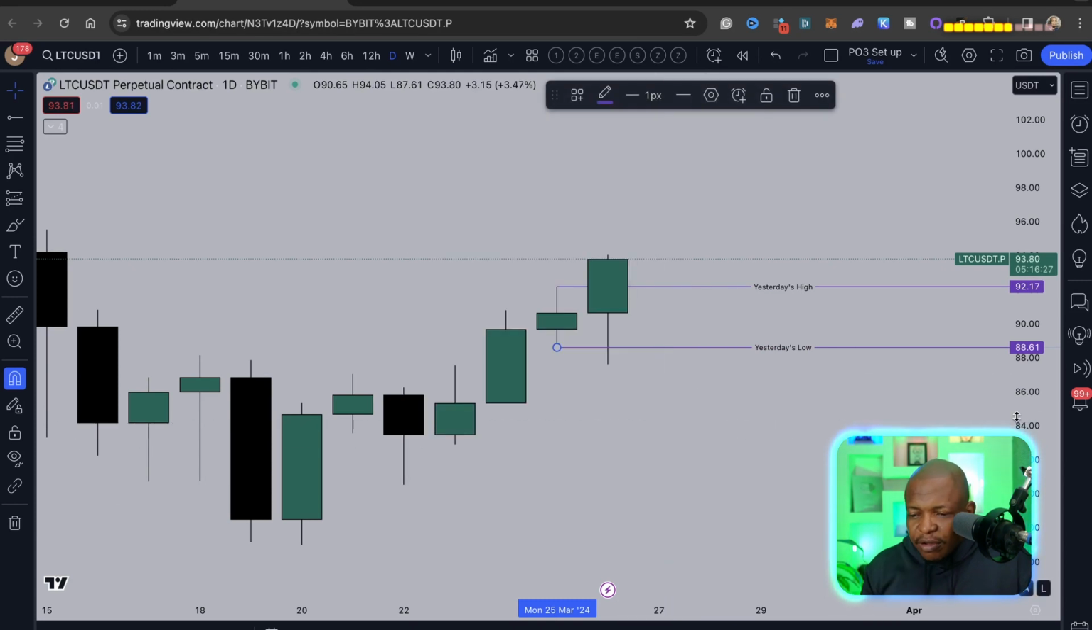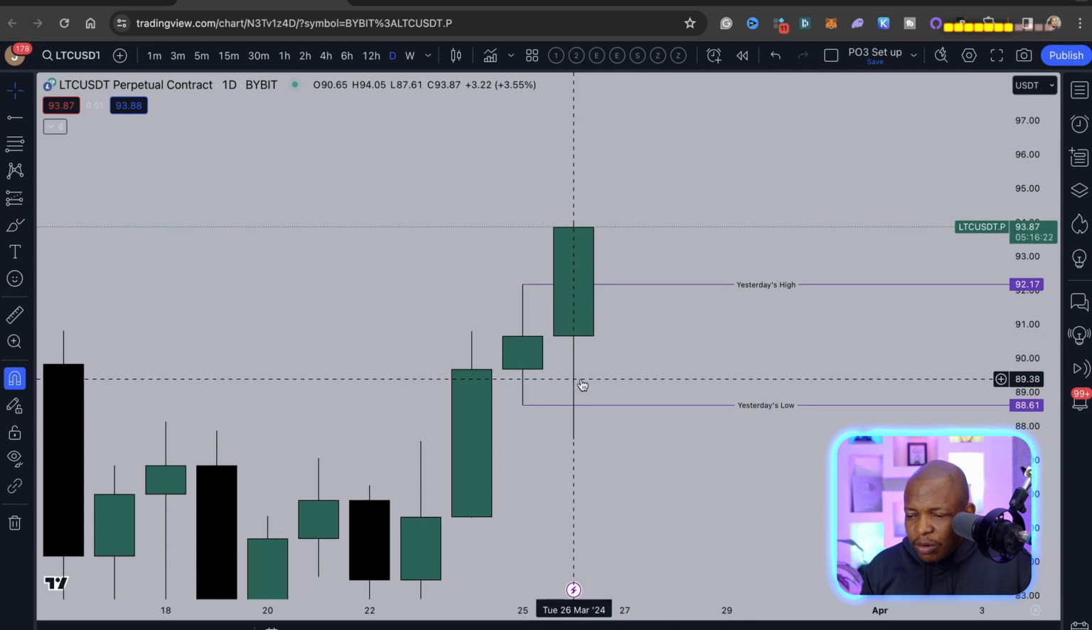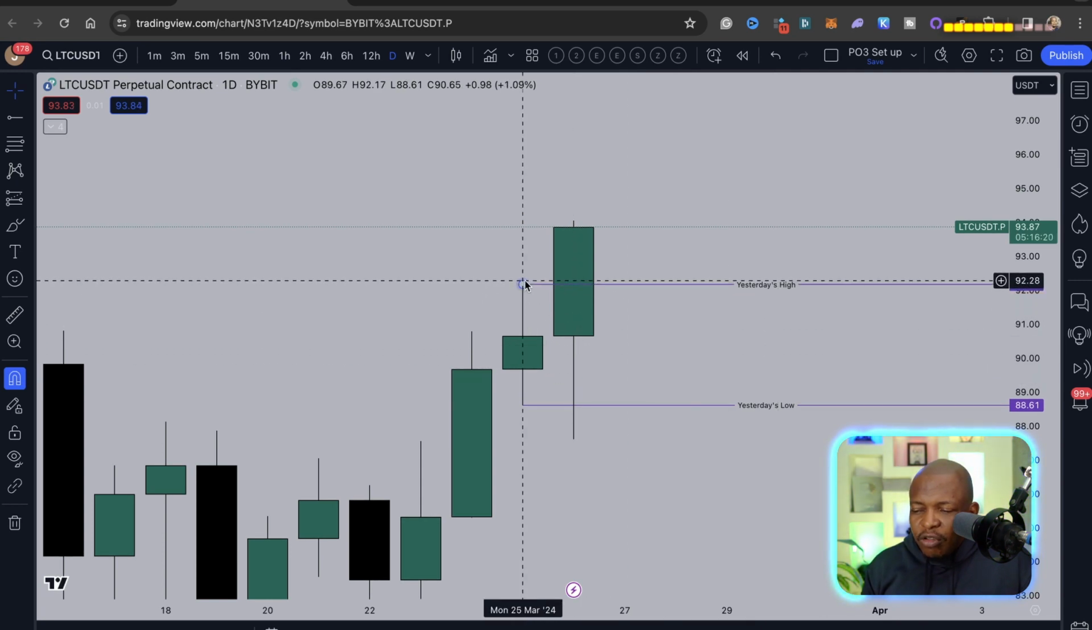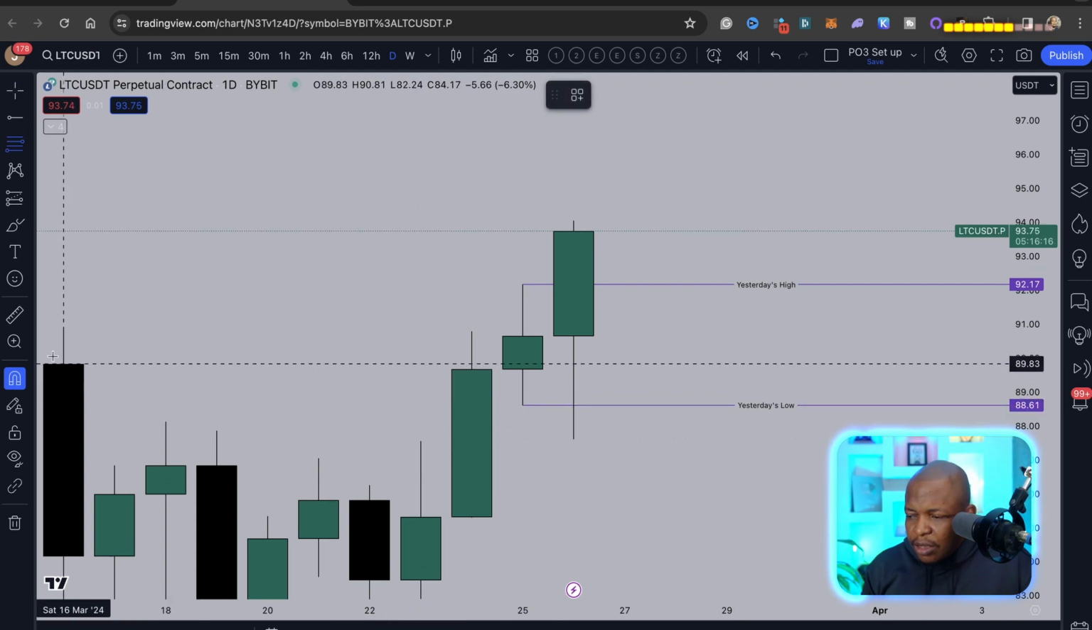You can set all this up, it's easy. Then I also want to mark out the equilibrium. Equilibrium is halfway between this top and this low. So I use Fibonacci to help me to start it.